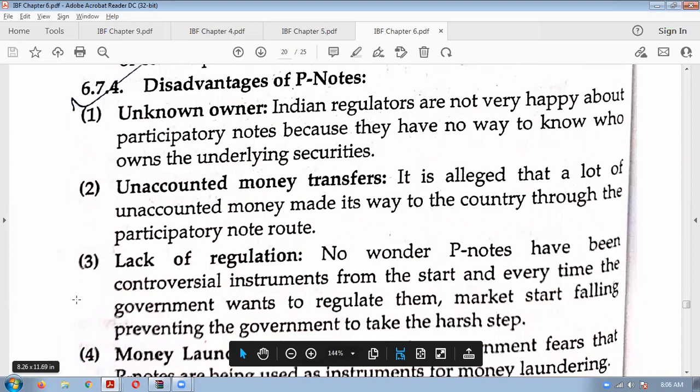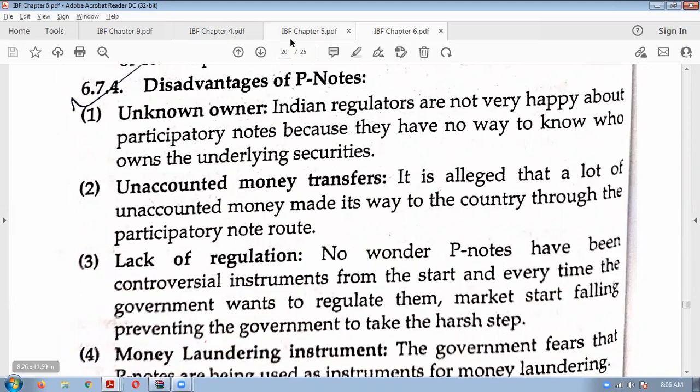But now, the big disadvantage of P note is the unknown owner. Persons who are actually investing in this Indian stock market indirectly through the foreign broker or FIIs are not known to the Indian regulators. So who is actually investing in this participatory note is not known, which is a big concern for the Indian regulators. Because if persons from hostile countries invest, it will be a disadvantage for the country.